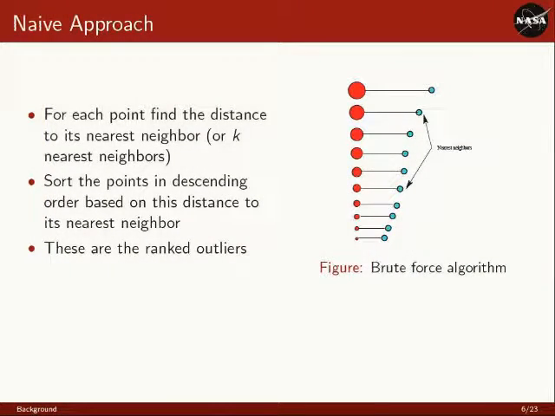So the naive approach of doing outlier detection is very simple. For every point, you find its nearest neighbors, rank the points according to the distance to its nearest neighbor, and you have the entire ranking of the outliers.